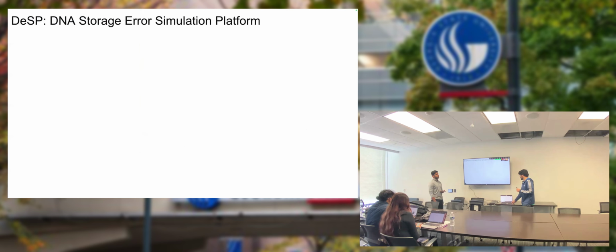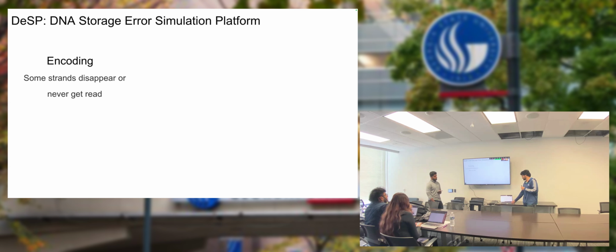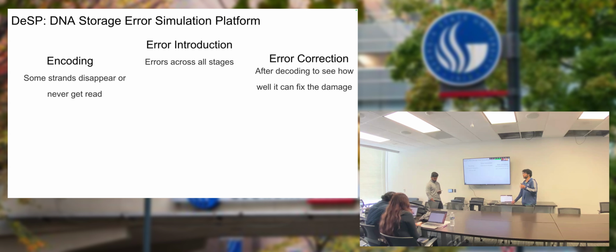And then the next tool, DESP, which stands for DNA Storage Error Simulation Platform. Like I mentioned, this is mainly for error simulation. It's what it focuses on. The first step is encoding. The problem here is that some strands can just disappear or never get read. That's where one error can occur. Errors can be introduced across all stages, and then at the end, once you try to decode and read from the DNA, there's error correction to see if it can be fixed, because there's going to be errors.